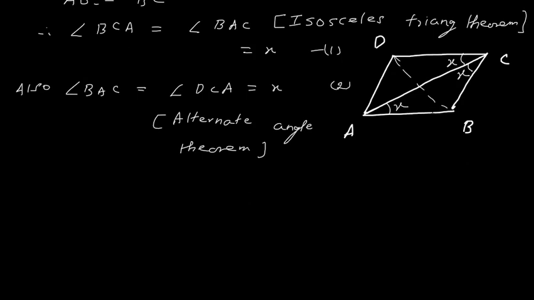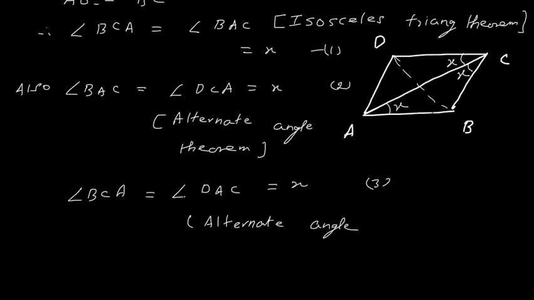Similarly, this angle BCA, angle BCA is equal to angle DAC. Now, BCA is x, so DAC is also equal to x. The reason here also is alternate angle theorem.